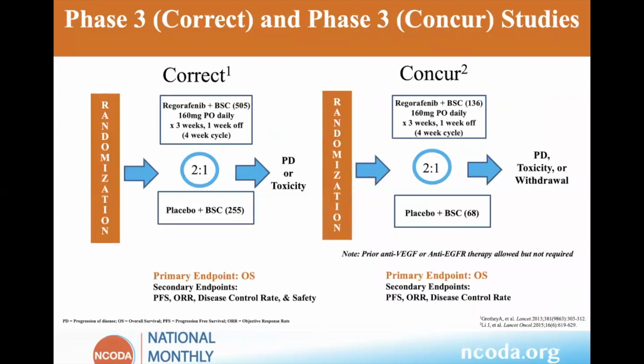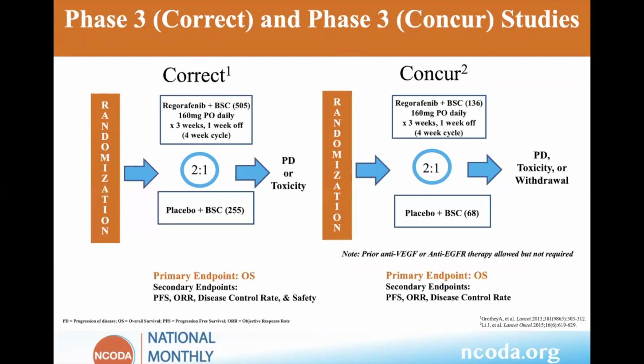So I'd like to move forward to briefly reviewing the known Stivarga studies that have displayed efficacy in mCRC. The CORRECT trial, that we all know perhaps like the back of our hand, has led to the drug's approval. This was a phase 3 randomized placebo-controlled trial. 760 patients were randomized in a 2-to-1 fashion to receive either Stivarga, 160 milligrams daily for 3 weeks, then 1 week off, plus best supportive care, or placebo, plus best supportive care. Patients were continued on treatment until progression of disease or unacceptable toxicity.